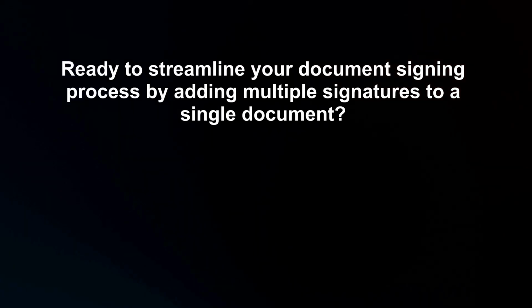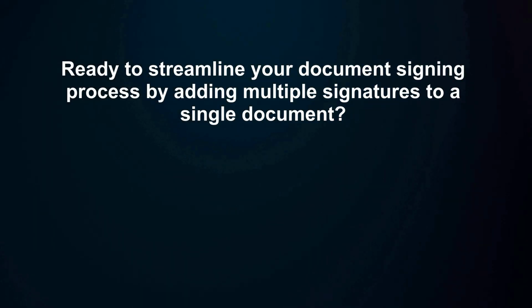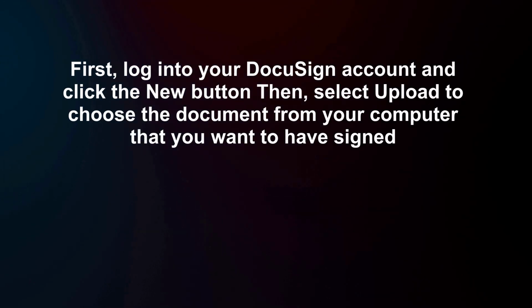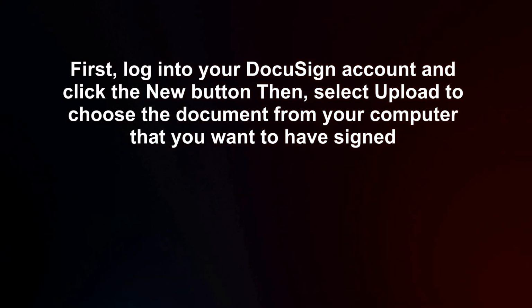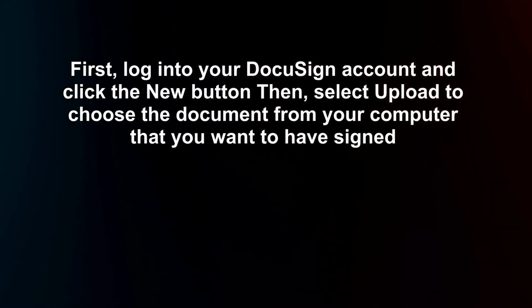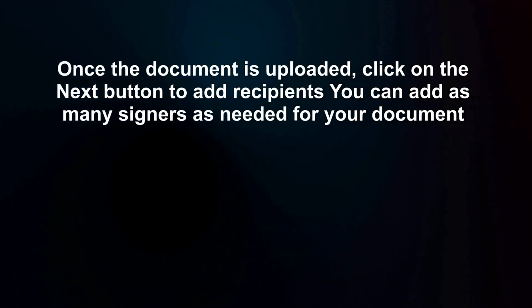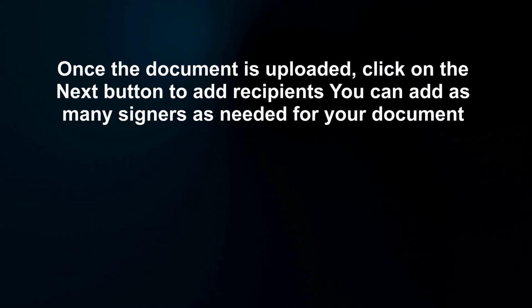Ready to streamline your document signing process by adding multiple signatures to a single document? First, log into your Docusign account and click the New button, then select Upload to choose the document from your computer that you want to have signed. Once the document is uploaded, click on the Next button to add recipients.